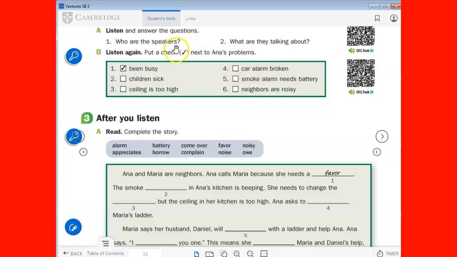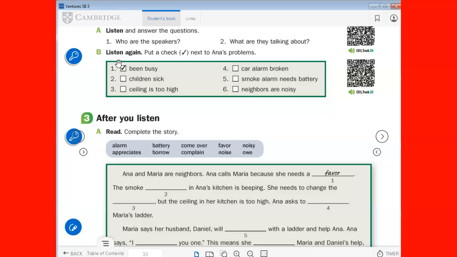Okay. So who are the speakers? Yep, good job. And what are they talking about? Yeah. So, what do we call that thing on the ceiling? It makes a beep, beep, beep. Good. What's the problem with the smoke alarm? Yeah, no battery. The battery's dead. Any other issues? It's too high. Good.